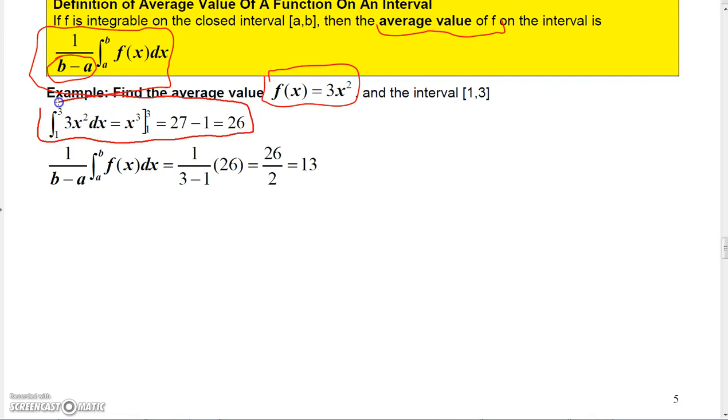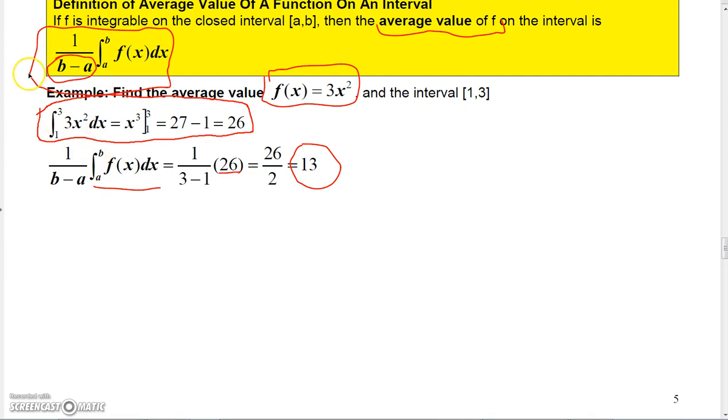So we just did that, so I'm not going to do it again. And we got 26. Then we multiply by 1 over b minus a, or you could just say we're going to divide this integral by b minus a. This integral equals 26, so we're going to divide it by 3 minus 1, which is 2. And so the average value of that function is actually 13. So that's the average value.